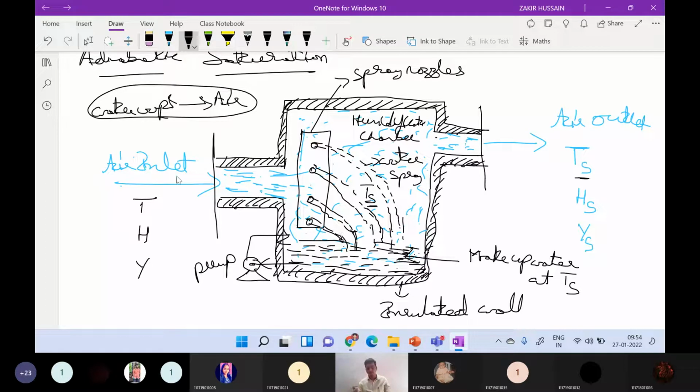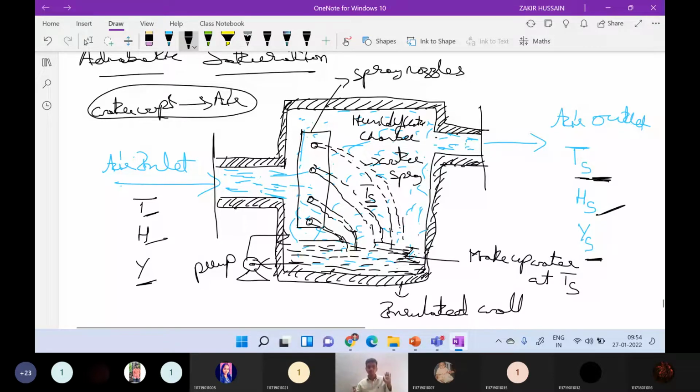During this transformation process, the air temperature is transforming from T to Ts, and the humidity of the inlet air is transforming to saturation humidity, and the mole fraction of your water vapor from inlet to outlet is changing from Y to Ys. So this entire process is called the adiabatic saturation process.